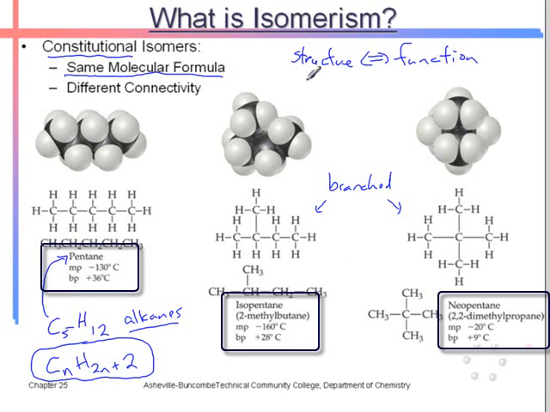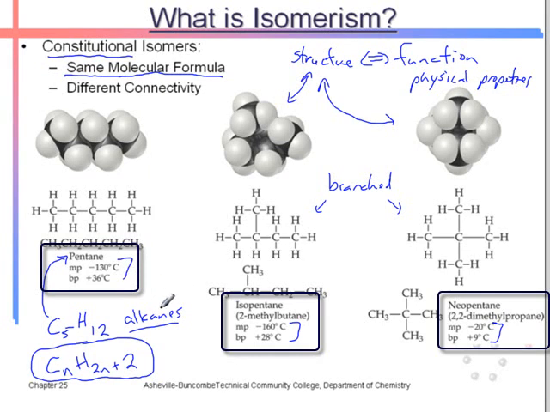So structure. What I'm talking about is what do the molecules look like physically? If we were able to take a snapshot of these things. So the structures here are changing the function for each of these isomers. Now the function in this particular context are really the physical properties, which are listed down here with the names of the molecule.